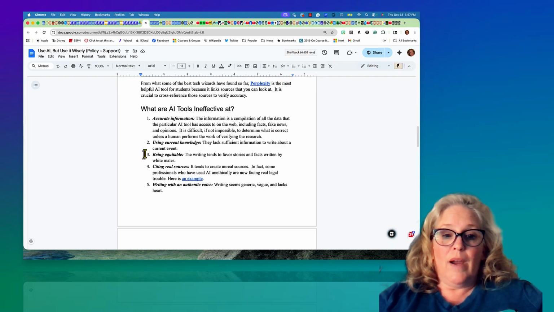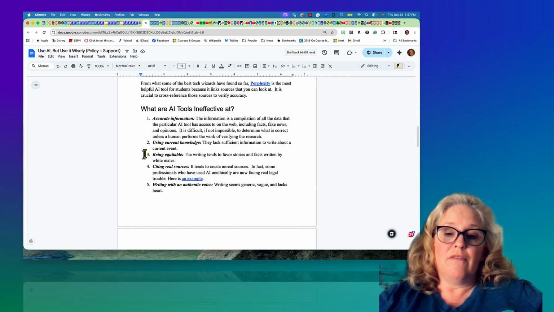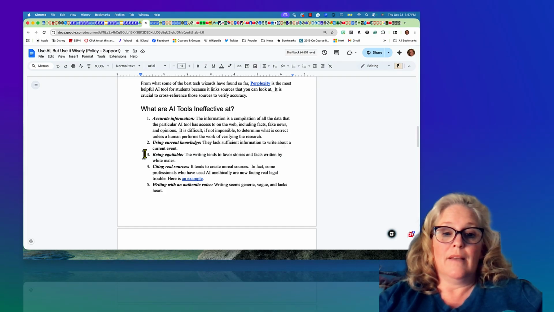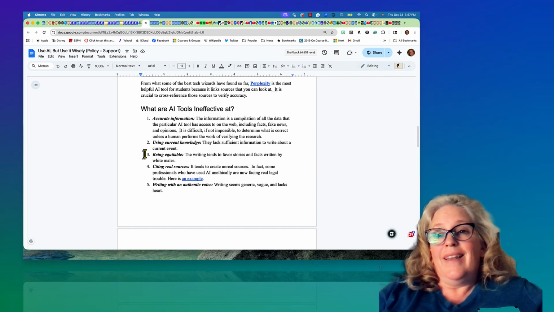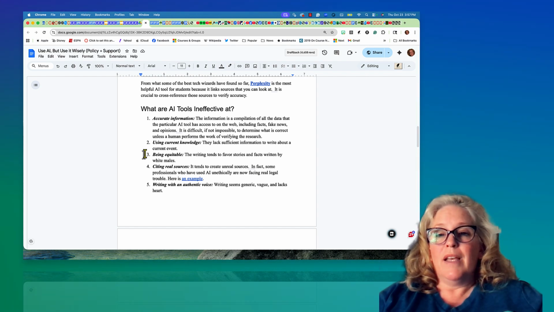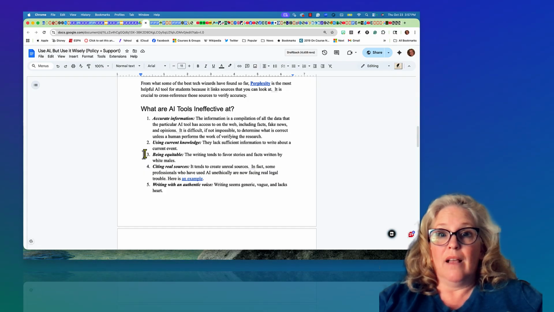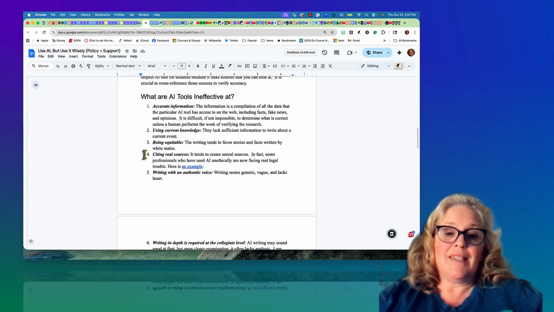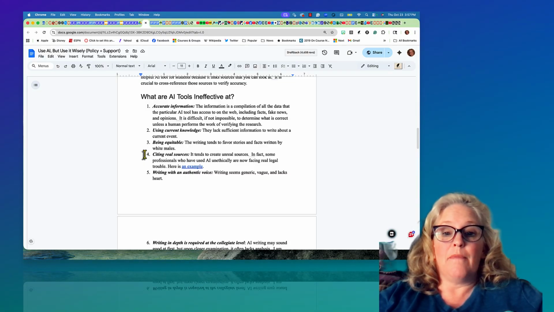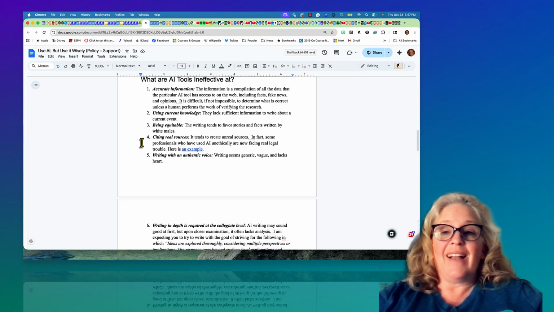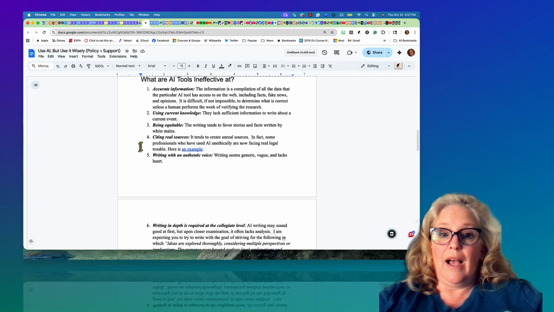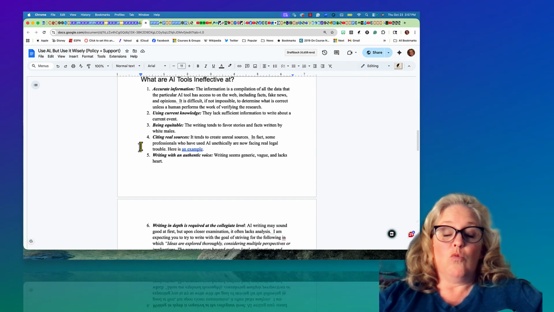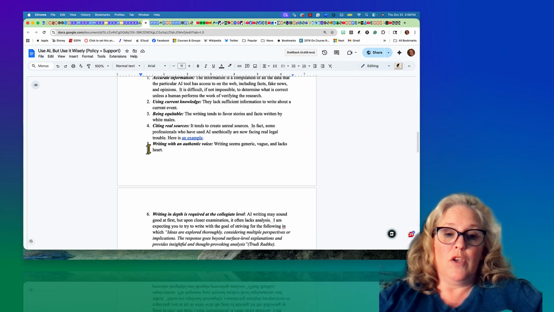One of the things that it's not great at is being equitable. The writing tends to favor stories and facts written by white males. And it's not even just any white male, it's white males who use technology, who are paid lots of money to put information out on the web. It doesn't include everyone's voice. It has a hard time citing real sources, like I mentioned before, and sometimes it hallucinates or makes up fake, unreal sources. In fact, there are professionals who've gotten in trouble for using AI unethically and are now facing real trouble, and I have linked an example for you.